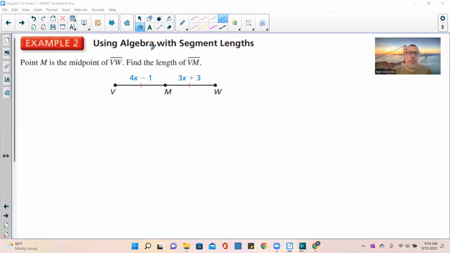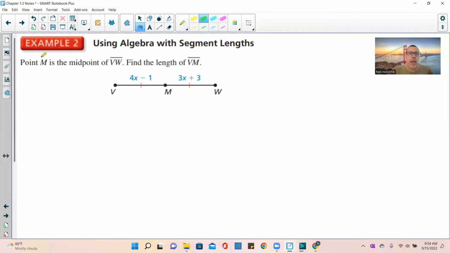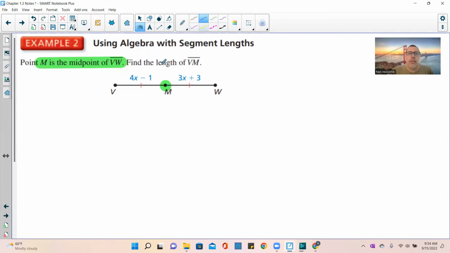All right, example 2, using algebra with segment lengths. Point M is the midpoint of VW. When you have a midpoint, we then know that it is bisecting, meaning each piece is equal in length. Find the length of VM. Okay, so that's what we need to do.